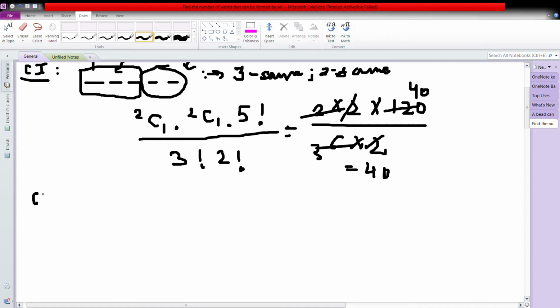Let's move to case number 2. Let us think about what the second case may be. So we have these places.